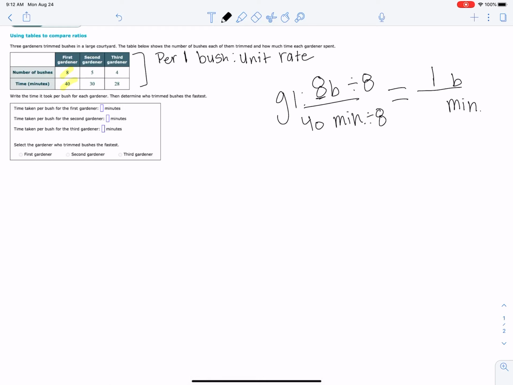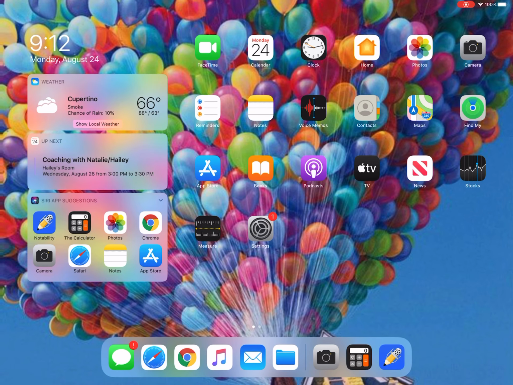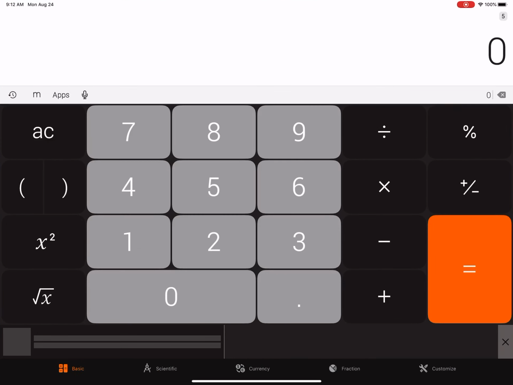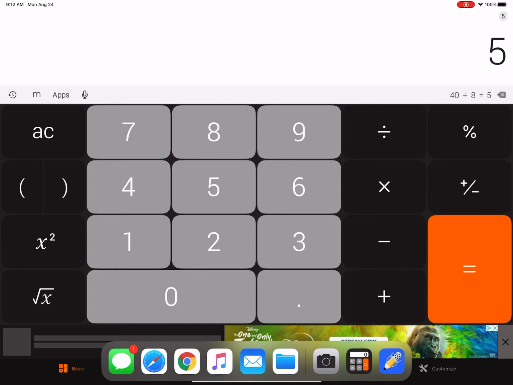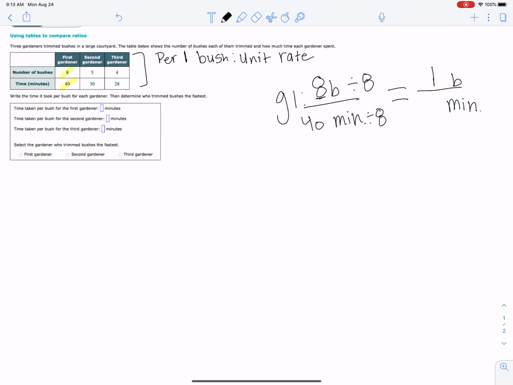We're going to use our calculator. So we had 40 divided by 8, and that equals 5. So we know it took gardener number 1 5 minutes for every 1 bush. He trimmed 1 bush in 5 minutes.